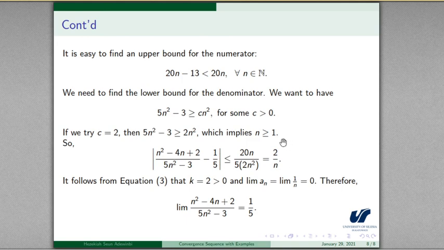Now in example 2, what we did was taking this one to be less than epsilon, but here, because of definition 2, it follows from equation 3 above that k is equal to 2, these two, and we have a sequence which is 1 divided by n. So the limit of that sequence is 0, which means that it has satisfied the definition of equation 2. Therefore, the limit of this is equal to 1 over 5.